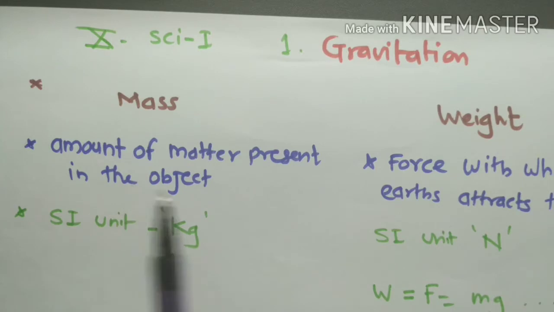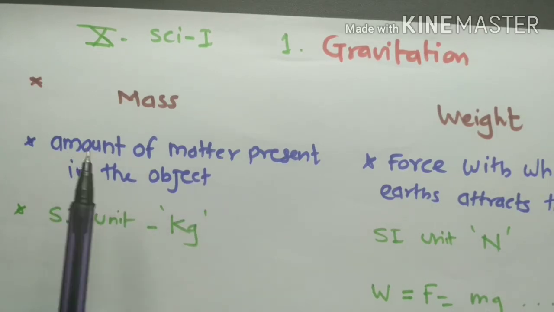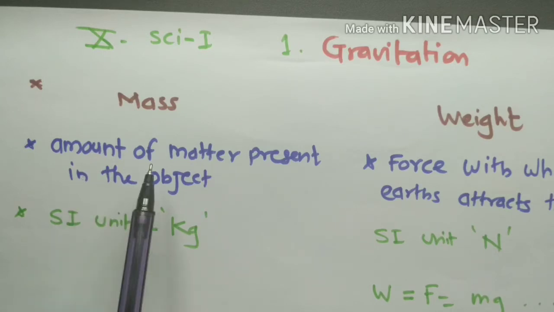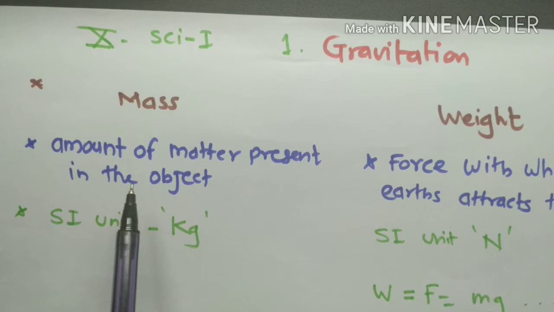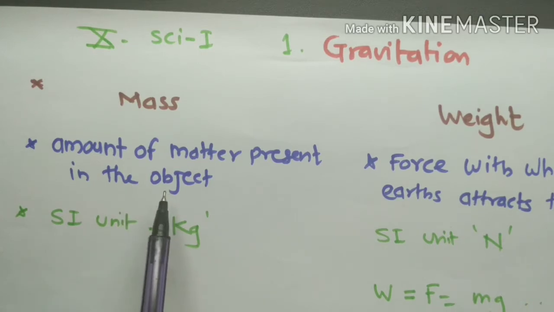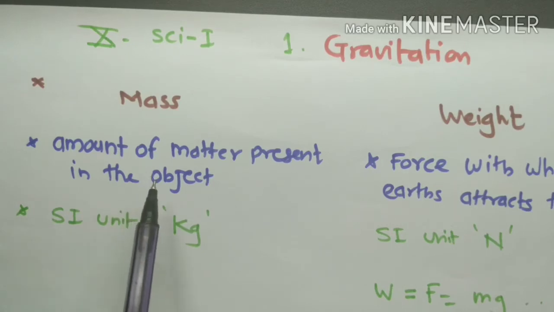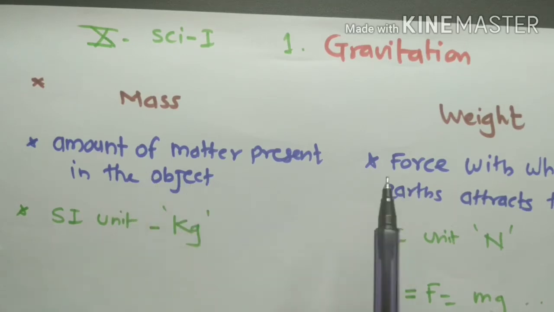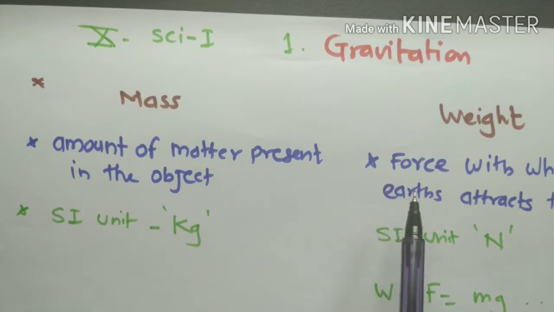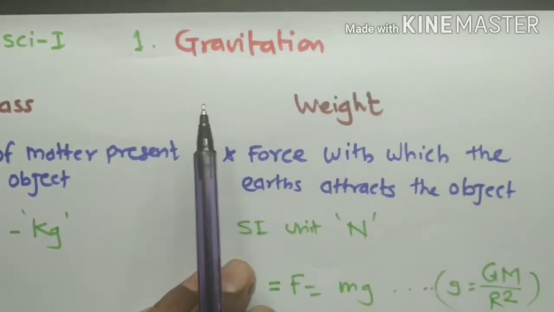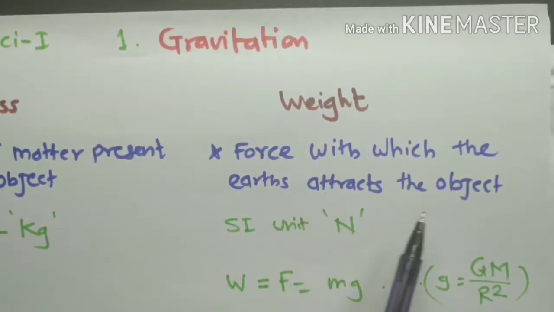Considering the definition, mass is the amount of matter present in an object. That is any matter, whether in a solid state, liquid state or gaseous state. This is the matter, and that is the amount present in the object. And the weight of an object is defined as the force with which the earth attracts the object. That is the force.